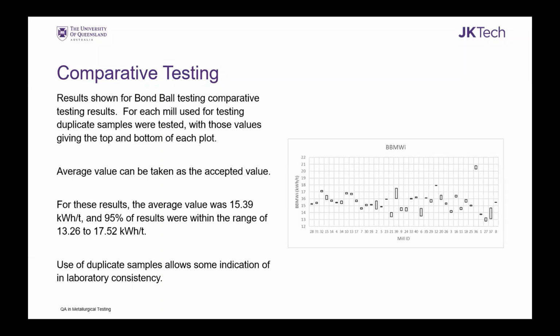So what you would hope is that for each mill you get a very small box. That is, your 2 work index values are in good agreement with each other. You can see that is the case. We've got a lot of little small boxes, but we do have a few there where the mill gave reasonably large differences between their 2 work index values.